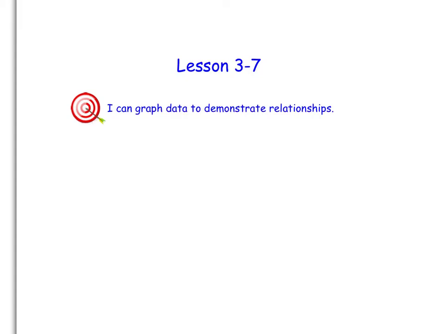Alright, this is lesson 3.7. I can graph data to demonstrate relationships. Remember graphing ordered pairs? You're going to need to remember how to do that in order to graph data. So just as a quick review, we have our x-coordinate and our y-coordinate. The x-coordinate is the one you graph on the x-axis, which is to the left or to the right, and the y is up or down.